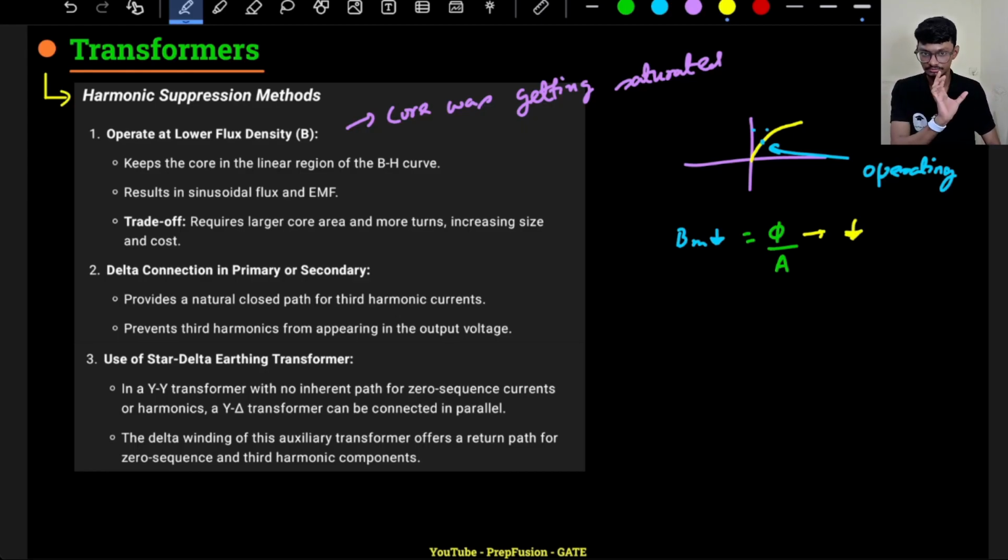I cannot transfer voltage. Let's say I want to design an 11 kilovolt transformer. I cannot do it, because limiting the flux means limiting the voltage. Or what you can do is increase the area. If you increase the area, then also the flux density will reduce. But again the same problem: if I increase the area, the size of the transformer will increase. So not a very good solution. It will cost more and consume more size.